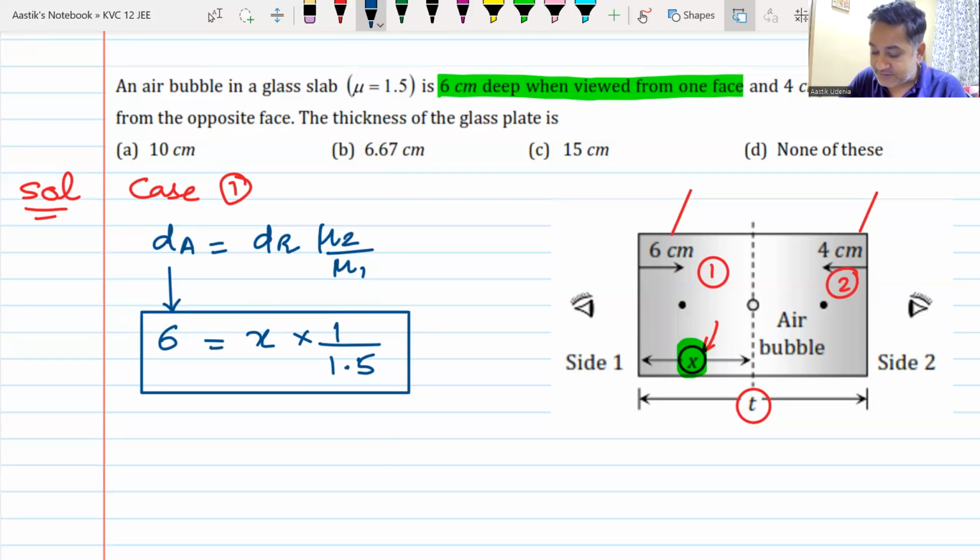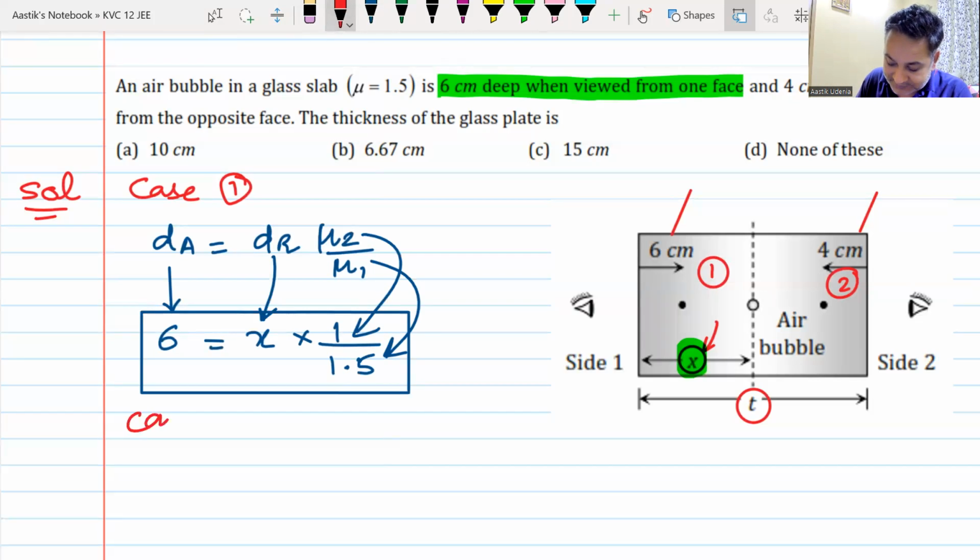I've not done anything extravagant. I have just put the values of X, mu2 and mu1. This is case number 1. Now I'll do the same thing in case number 2.